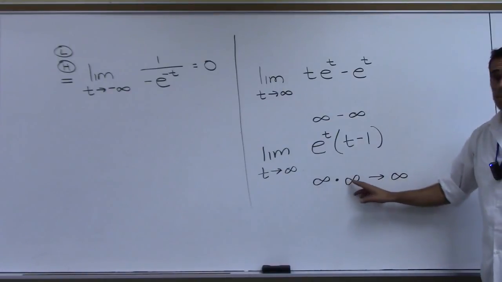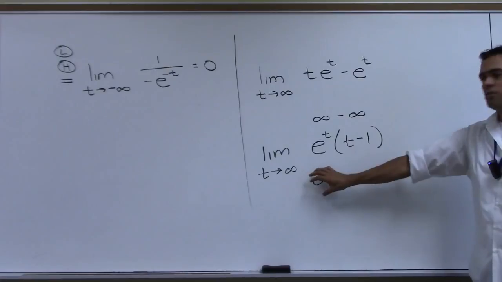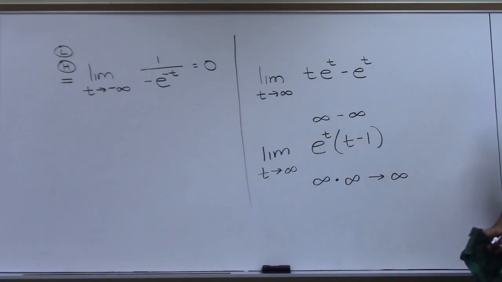If it's infinity times 0, we don't know. If it's infinity times infinity, we do know, right? Big, huge positive number times big, huge positive number is a big, huge positive number. So, what does this mean?